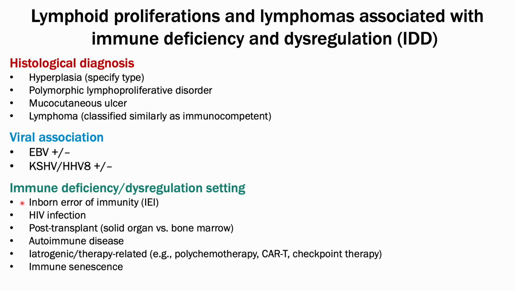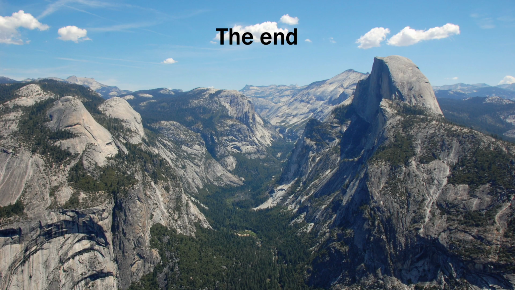Inborn errors of immunity are primarily immunodeficiencies, for example, DiGeorge syndrome, SCID, CVID, Wiskott-Aldrich, ataxia telangiectasia, XLP, ALPS. There are hundreds of them. Other settings include HIV infection, post-transplant, autoimmune disease, iatrogenic or therapy-related, including chemotherapy for other diseases, CAR T and checkpoint therapies. And then there's also this very vague thing of immune senescence, which at least in part might be meant to capture older individuals in general. And that's it.